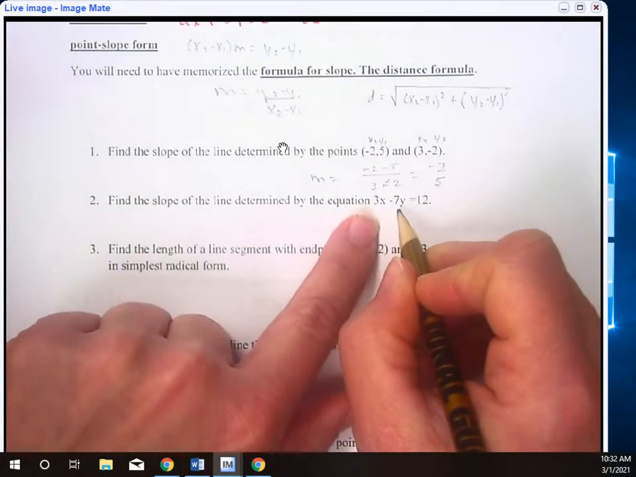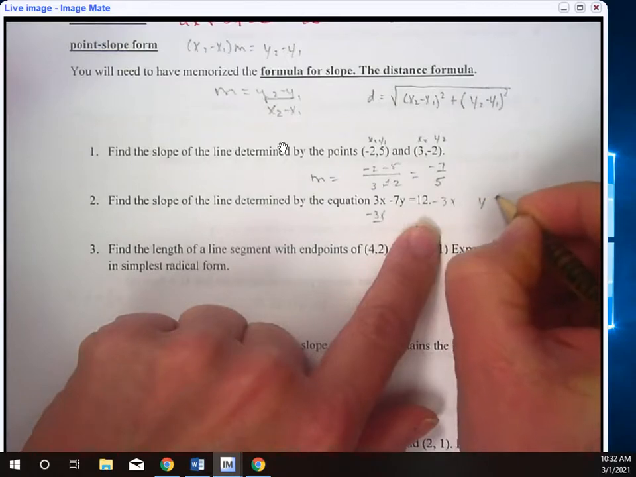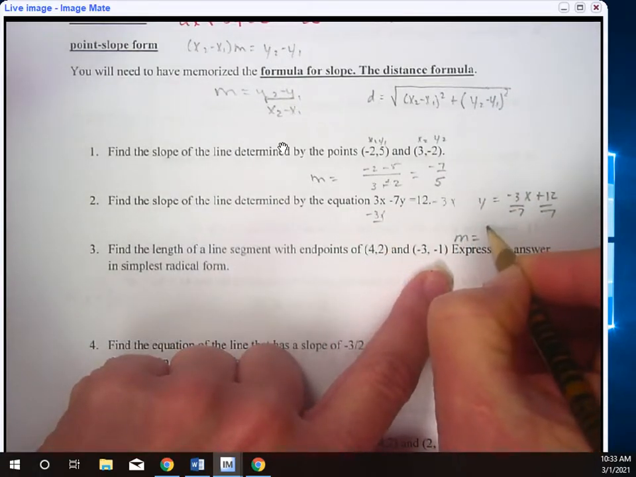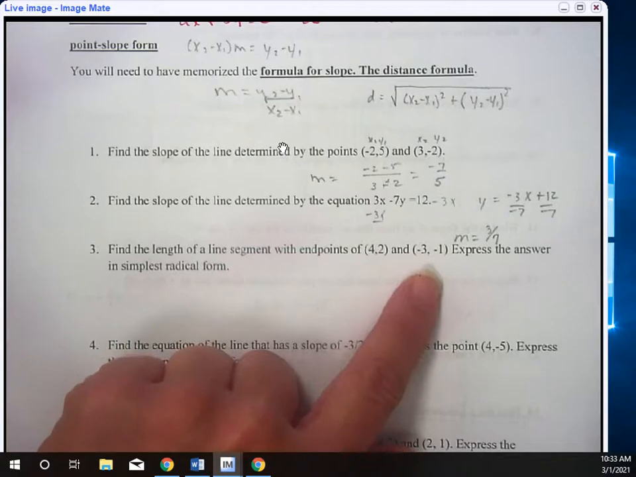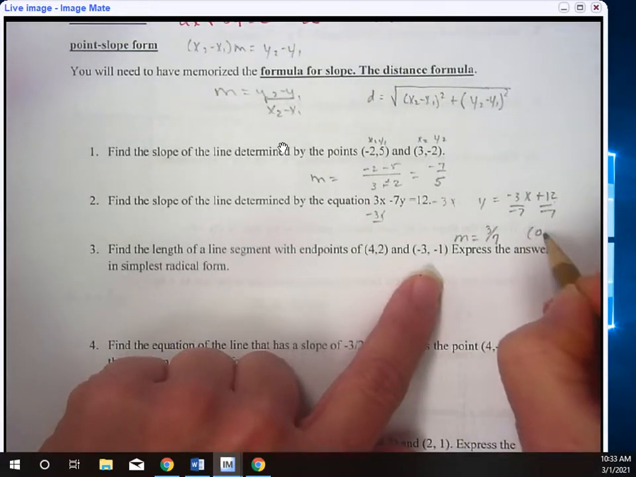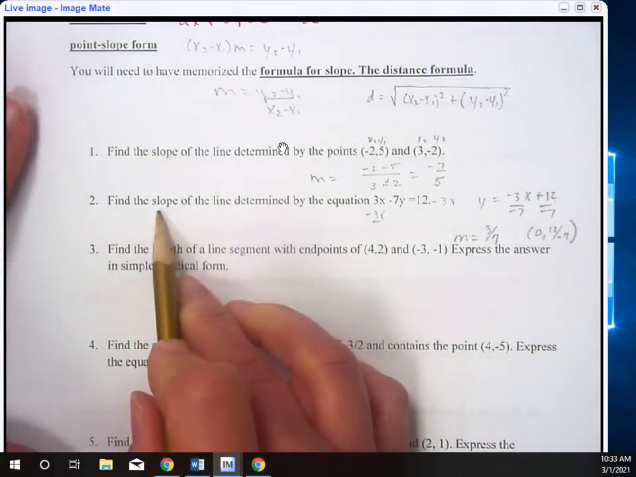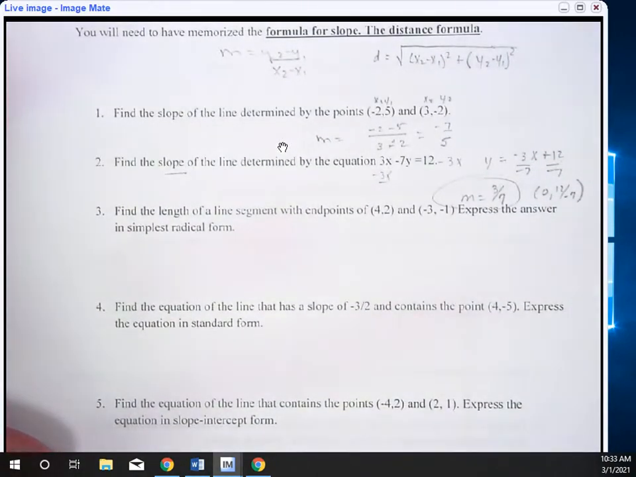Find the slope. I need to solve for y to find the slope. Y equals negative 3x plus 12 divided by a negative 7. The slope is the number in front of the x, simplified, with no x. The y-intercept is this number as a point. Okay, so this question is just asking for slope, so m equals 3/7. When you're going back and doing your corrections, make sure you did not put an x with the slope and that you put the y-intercept as a point.